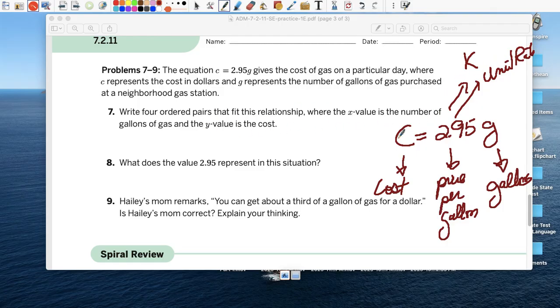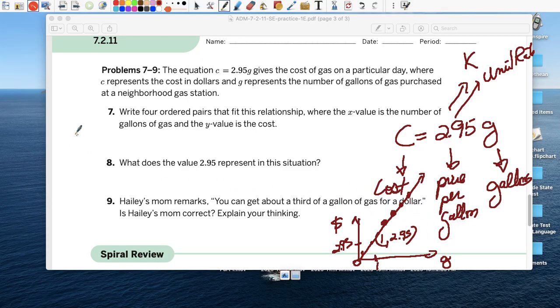So they're asking us for 4 ordered pairs. What does that mean? Well, if we created a graph here, right? So I know that with 1 gallon of gas, and this is my gallons, I'm going to pay 2.95, right? So there's my point, 1, 2.95. And then if I created a line, can you give me other relationships on this line? What if I had 2 gallons? What if I had 3.5 gallons? What if I had 10 gallons? Can you give me other ordered pairs? That's what the question is asking you.